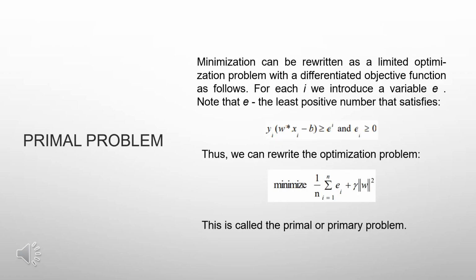Primal problem. Minimization can be rewritten as a constrained optimization problem with a differentiable objective function as follows. For each i, we introduce a variable ξ. Note that ξ is the least positive number that satisfies the constraint. Thus, we can rewrite the optimization problem. This is called the primal or primary problem.